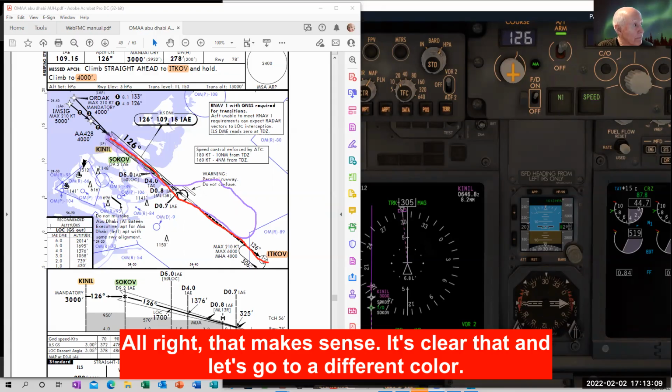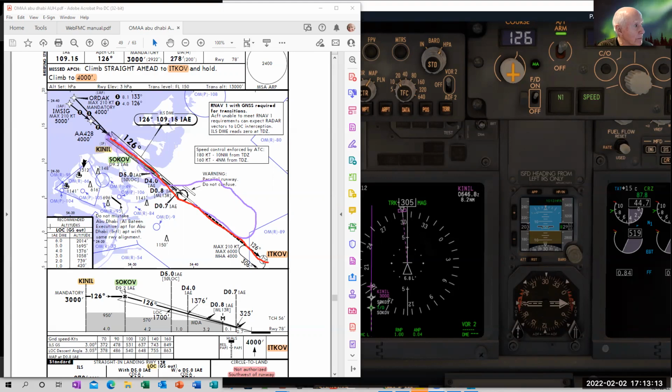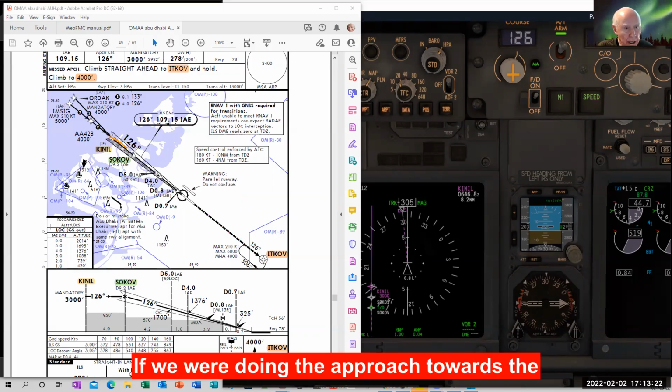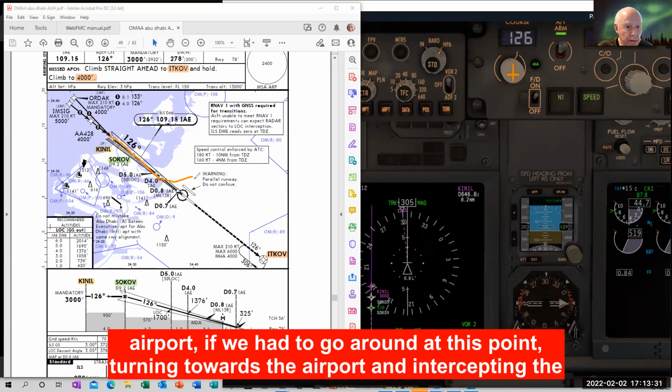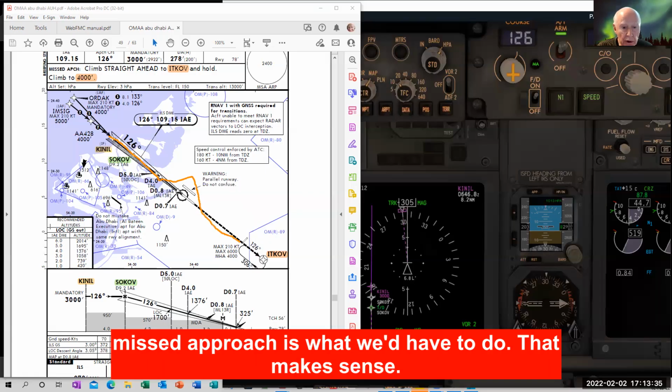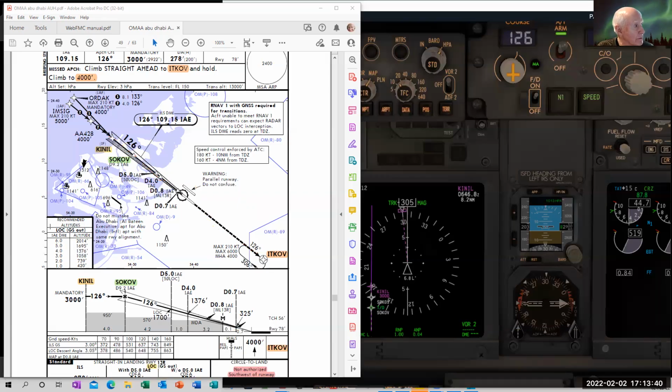Let's clear that and let's go to a different color. If we were doing the approach and we had made the 45 bank turn, turning towards the airport, if we had to go around at this point, turning towards the airport and intercepting the missed approach is what we'd have to do. That makes sense.